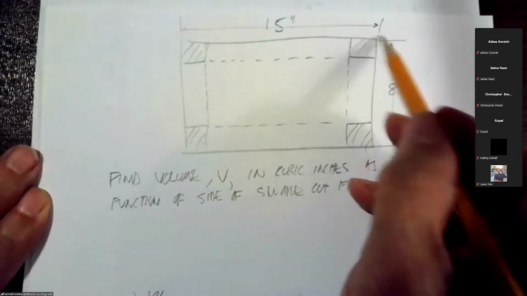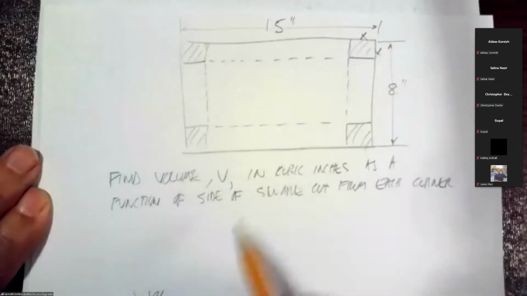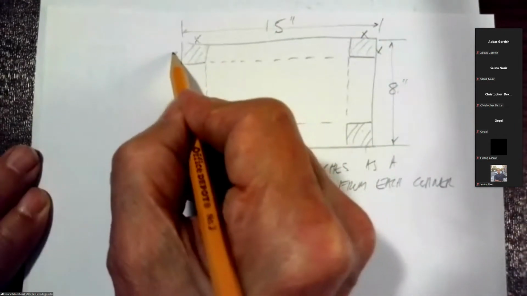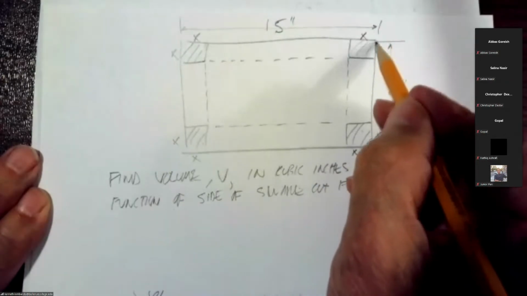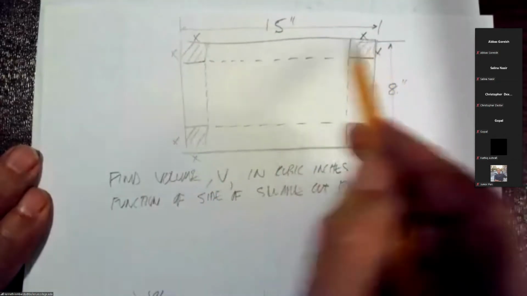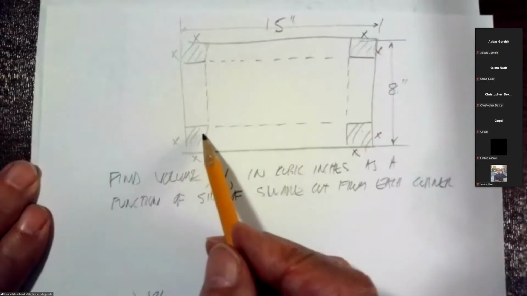Now we don't know what this size is. Since we don't know what it is, let's just call it X. So that's X, and the length of each of these sides is the same for each corner. We don't know what it is, but we're going to cut that out.